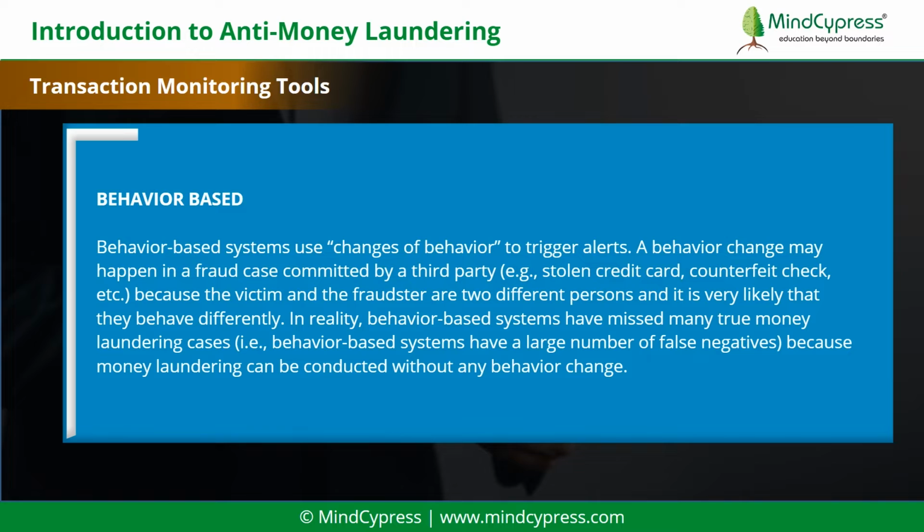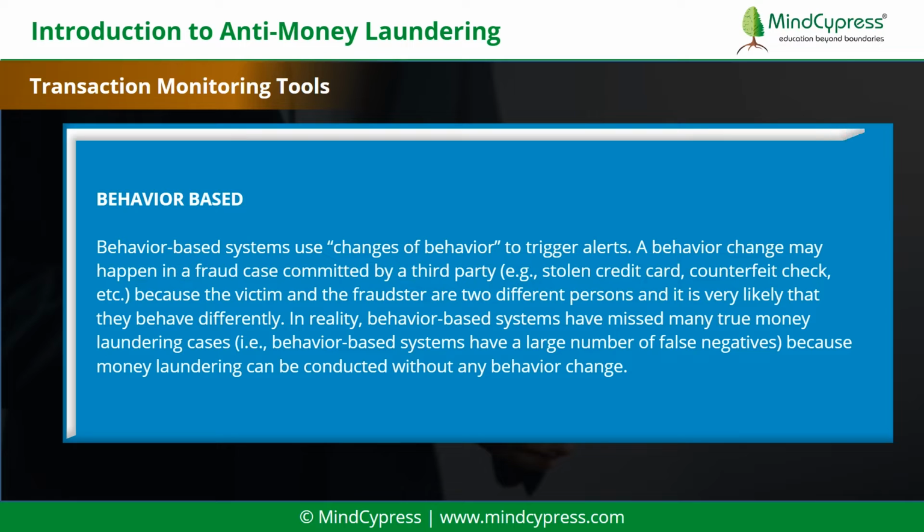Behavior-based systems use changes of behavior to trigger alerts. A behavior change may happen in a fraud case committed by a third party. Example: stolen credit card, counterfeit check, etc. Because the victim and the fraudster are two different persons, it is very likely that they behave differently. In reality, behavior-based systems have missed many true money laundering cases. That is, behavior-based systems have a large number of false negatives because money laundering can be conducted without any behavior change.